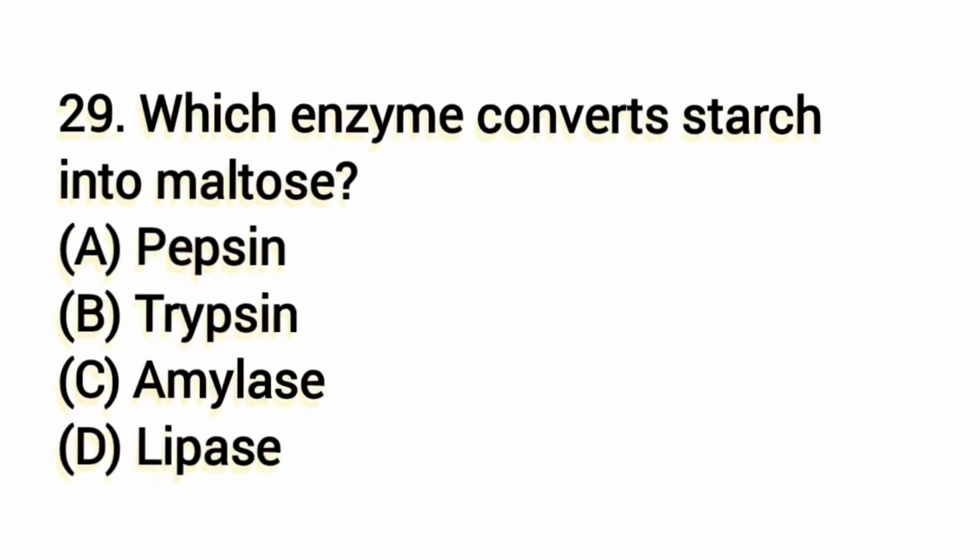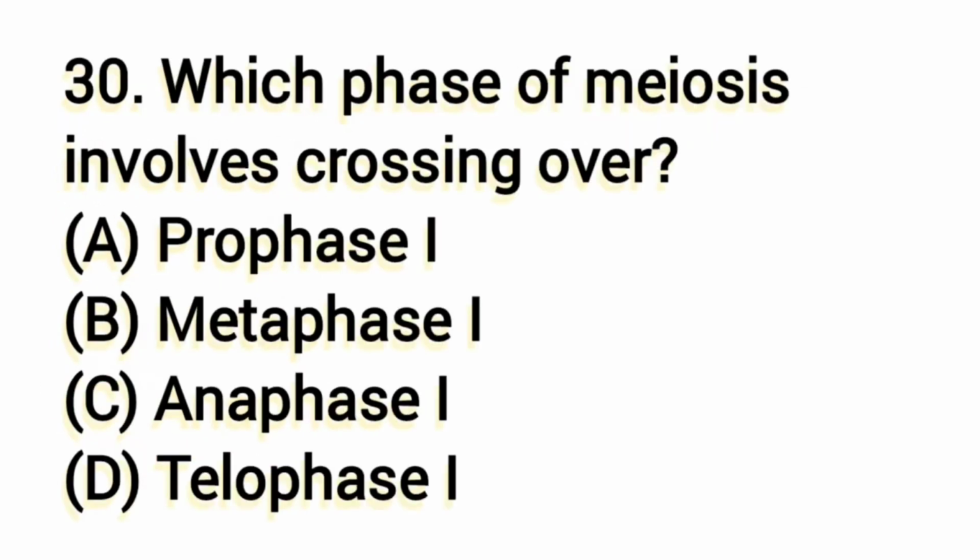Protista. 29. Which enzyme converts starch into maltose? A. Pepsin. B. Trypsin. C. Amylase. D. Lipase. Answer is C. Amylase. 30. Which phase of meiosis involves crossing over? A. Prophase I. B. Metaphase I. C. Anaphase I. D. Telophase I. Answer is A. Prophase I.